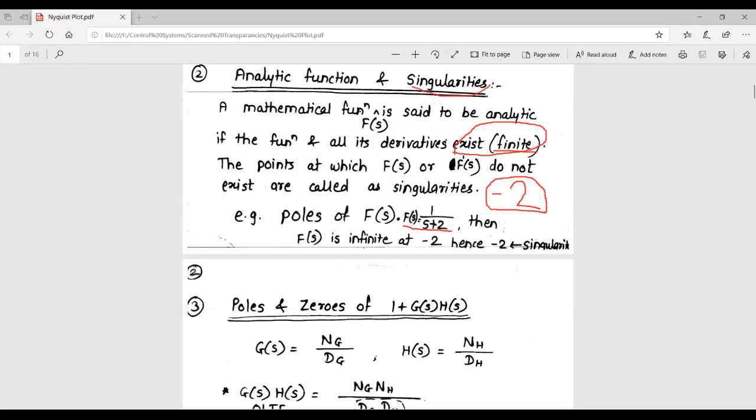And the point at which the value of the function or its derivative is infinite is known as a singularity, right? So to summarize, the analytic function is a function where for all the values of s, the function exists and its derivative also exists, it is not becoming infinite, and the values of s at which it becomes infinite are called singularities, right? As in this example, the singularity is at -2.